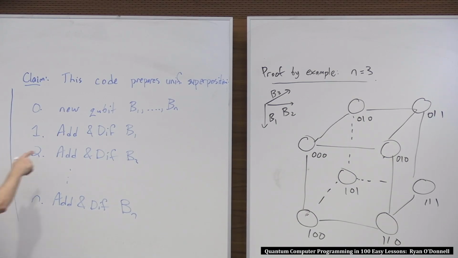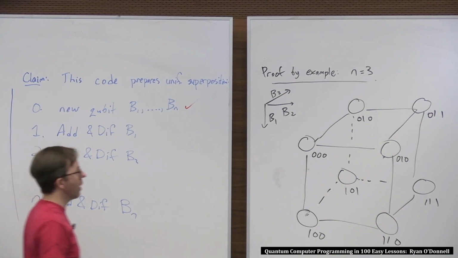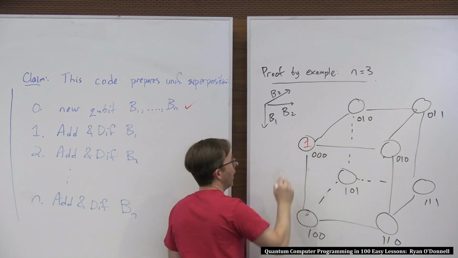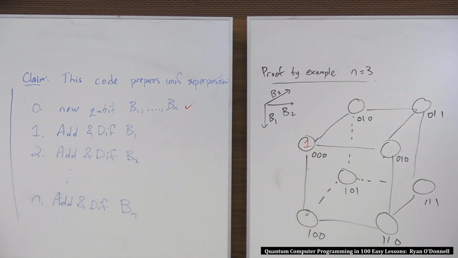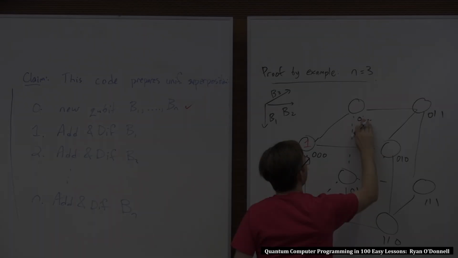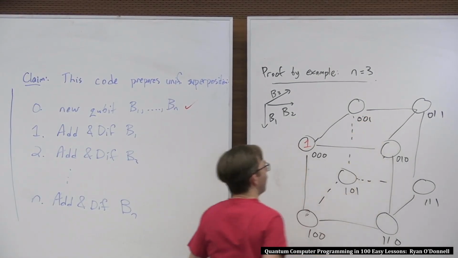After line 1, we know that the state of the qubits is that all the amplitude is on 0, 0, 0. N is 3 here. So we have all 1 of the amplitude on 0, 0, 0, and 0 amplitude everywhere else. But I'm not going to write zeros. I'll just let it be blank. It should be this. Yeah. Okay, thank you.